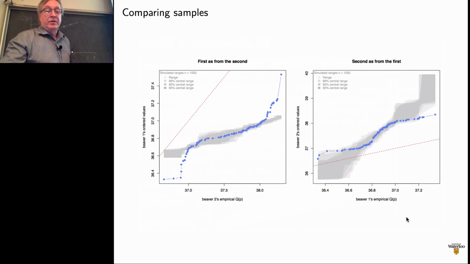And to show you the other way around, and that the envelopes are going to be different, because now I'm using Beaver 1's empirical quantile function to generate the data on the horizontal axis. That's the comparative of the hypothetical distribution that I'm comparing the temperatures of Beaver 2 to. And you see again that I've got values that are outside of the envelopes.